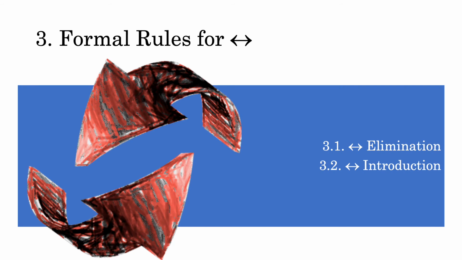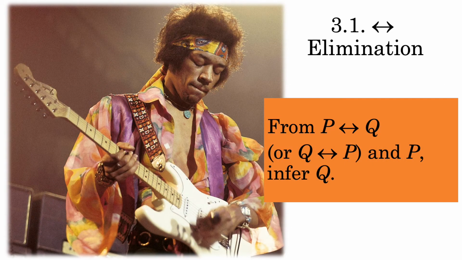Okay, now let's look at the rules for biconditionals. As before, we'll first start with the elimination rule and then look at the introduction rule. The official rule for biconditional elimination is from either P if and only if Q, or equivalently Q if and only if P, and P, infer Q.